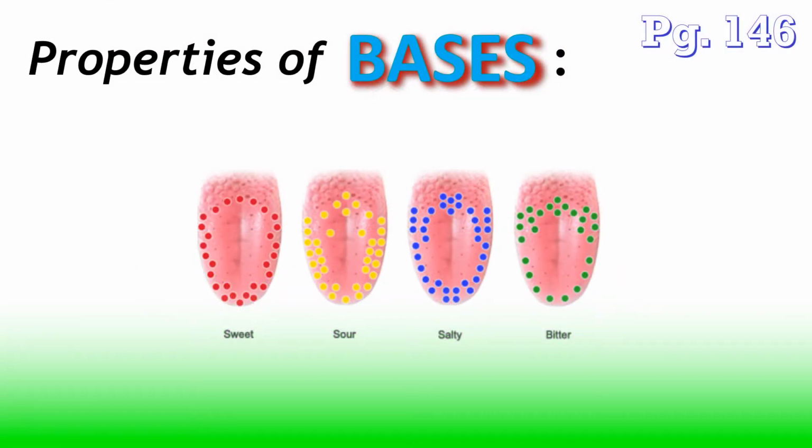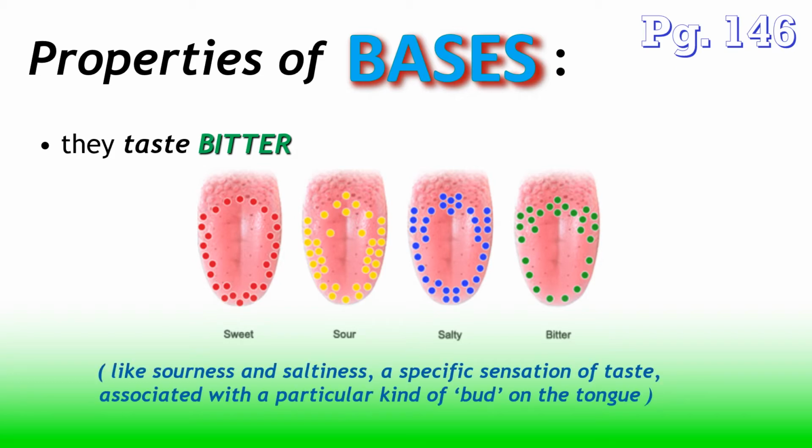Now, if acids taste sour, what do bases taste like? Well, just like acids, bases have a taste which is bitter. And just like acids, that bitter flavor is based upon a particular sensor on the tongue. And again, natural selection has caused human populations to acquire the ability not only to detect positive charge, as in the case of acids, but negative charge, as in the case of bases. Like sourness and saltiness, it's a specific sensation of taste associated with a particular kind of bud on the tongue.